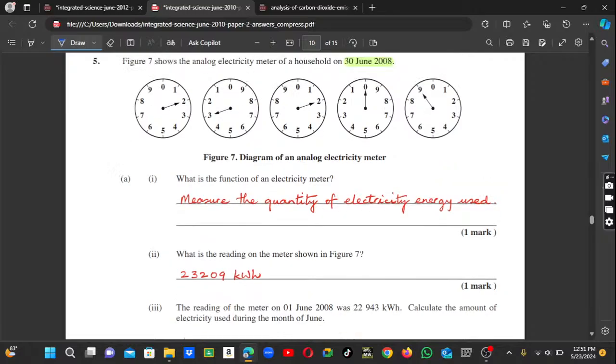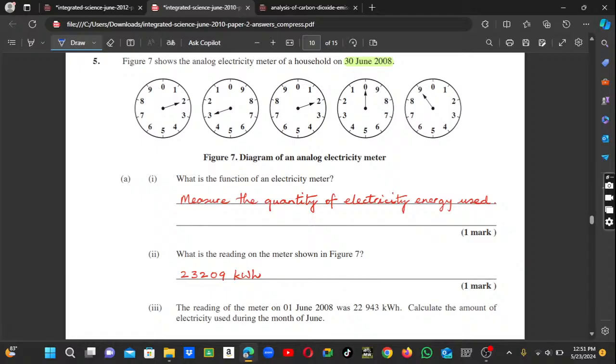Alright, good. So here we need the electricity meter of a household on June 30, 2008. This is a diagram of the analog electricity meter. It says, what is the function of the electricity meter? So what does the electricity meter do? We know that it measures the quantity, the amount. Alright, Abigail, welcome. So here we are seeing that it measures the quantity of electrical energy being used.